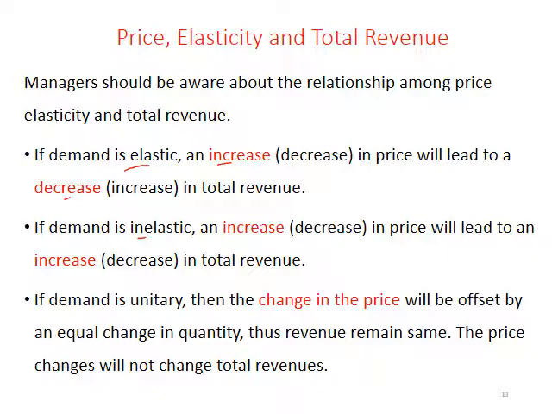If the price elasticity of demand is unitary, then the change in price will be offset by an equal change in quantity. That means when we increase the price of the good, it will be compensated by a decrease in the quantity demanded. Thus, revenue remains the same. Ultimately, the revenue will not change if the elasticity of demand is unitary, that is 1.